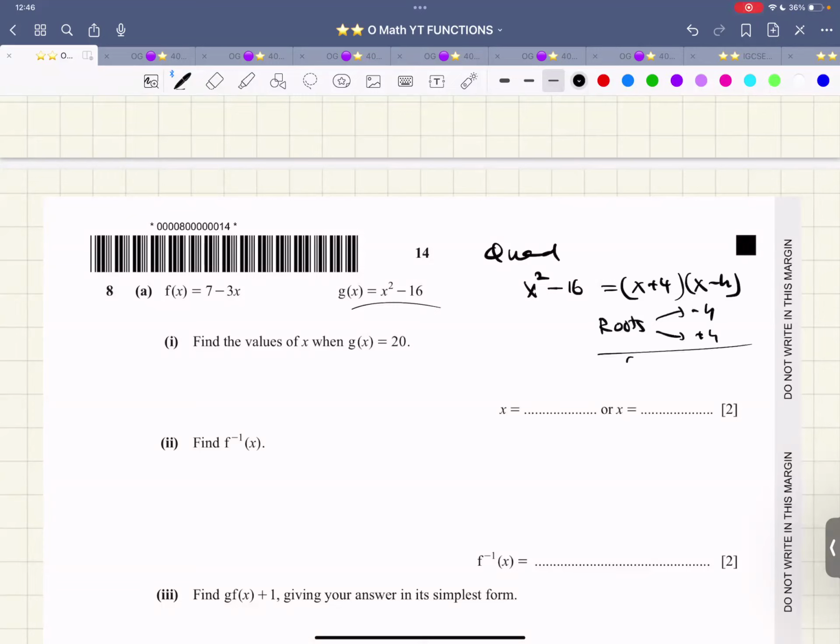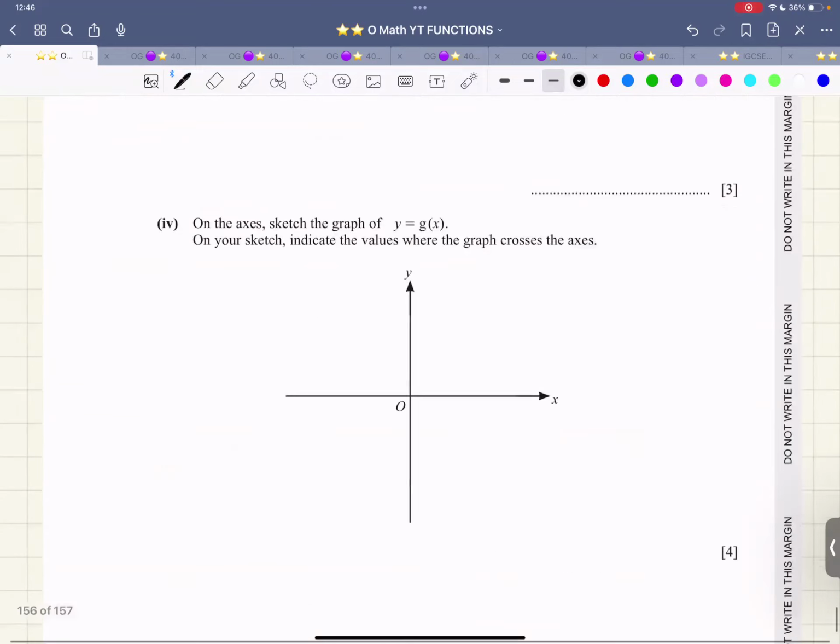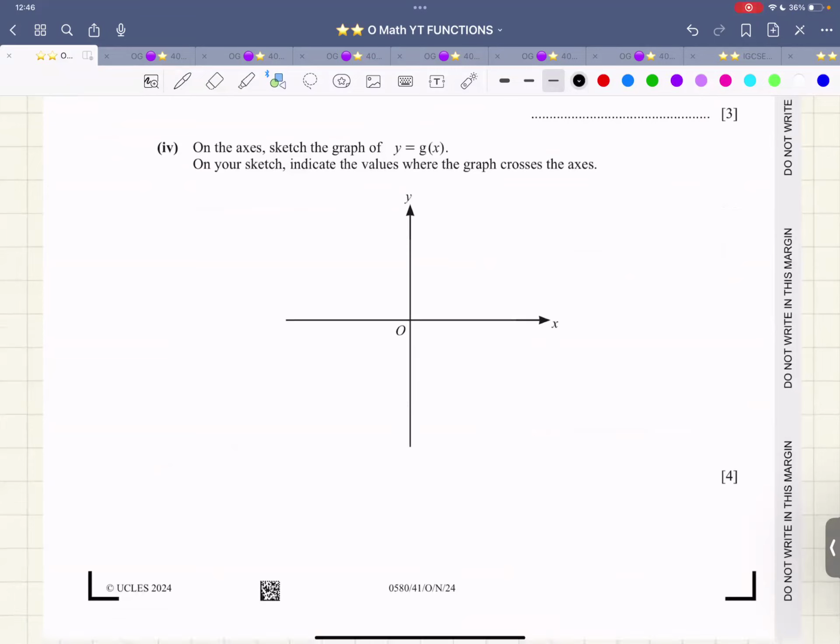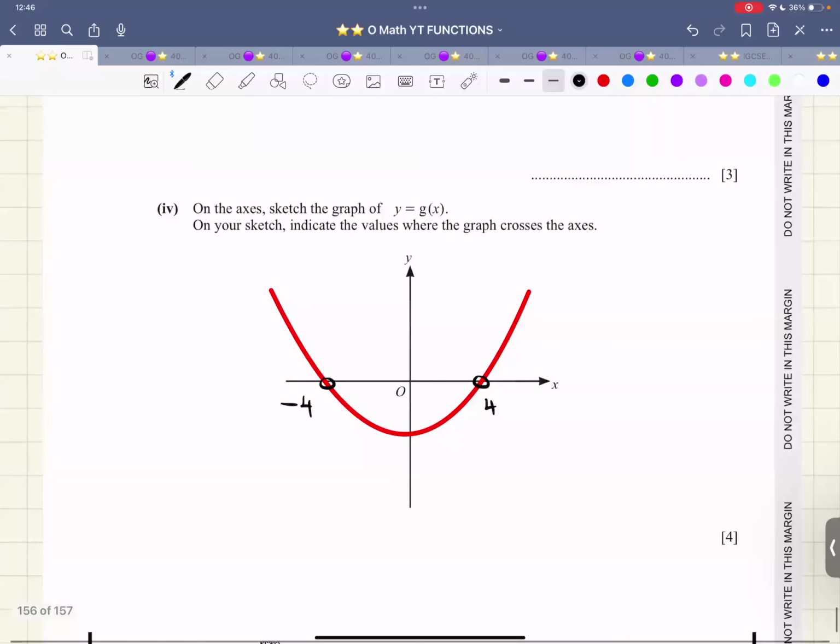And what else are they asking? The coefficient of x squared is positive. That means it's a happy face graph. So just make sure that it looks symmetrical and beautiful like this. And the graph is over here. That is plus 4. That is minus 4. That's how the graph is drawn. So this I have drawn on the basis of factorized form, x plus 4, x minus 4.